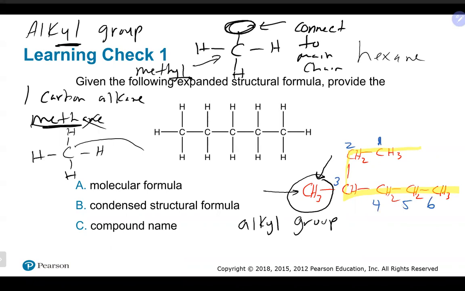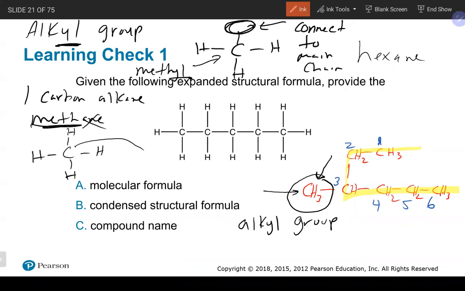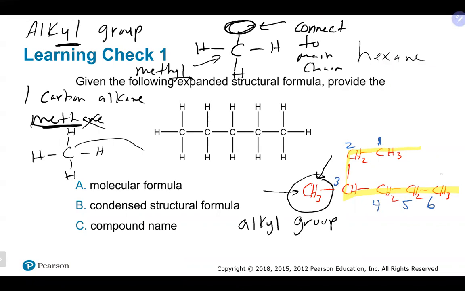The other way that we could number it, I'll go around and do it in green here, starting at the other carbon, the other end, basically. This would be carbon 1. This would be carbon 2. This would be carbon 3. This would be carbon 4. That would be carbon 5. And that would be carbon 6 in this case.